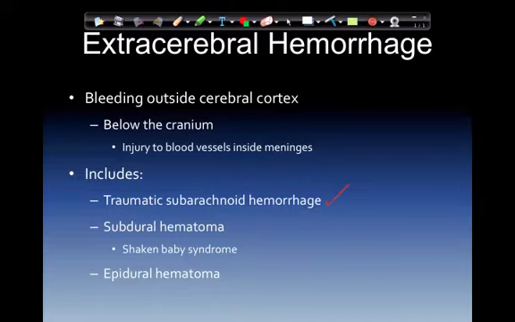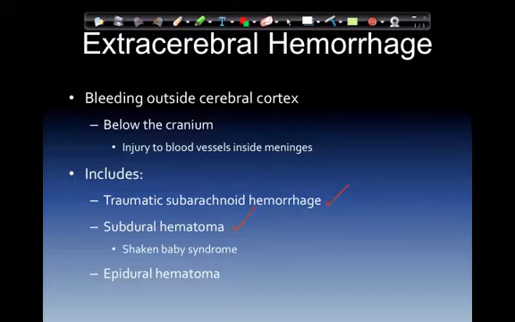Subdural hematoma. Subdural hematoma is from fragile veins that tear and cause bleeding within the subdural space and result in an organized clot that exerts downward pressure on an already damaged cerebral cortex, and this causes intracranial pressure.